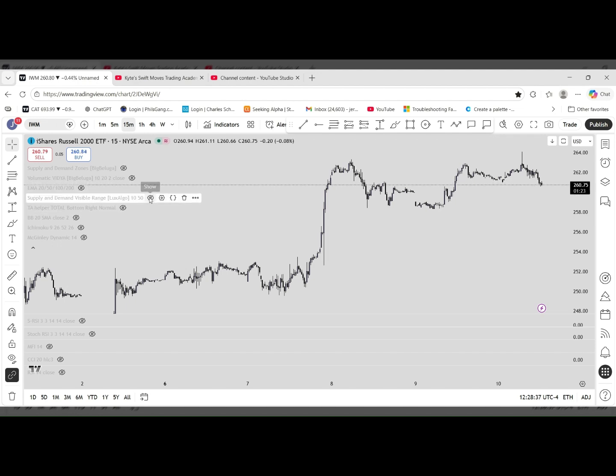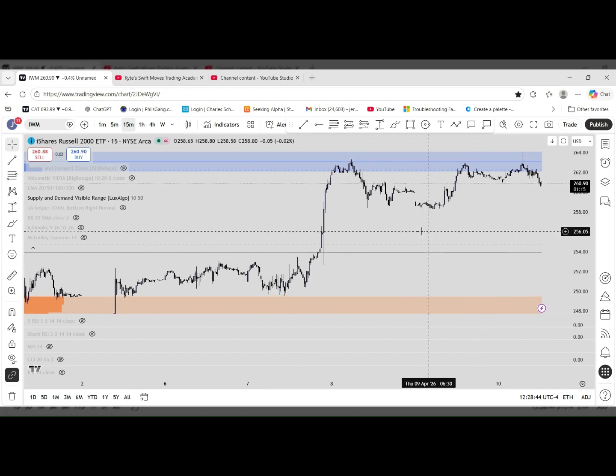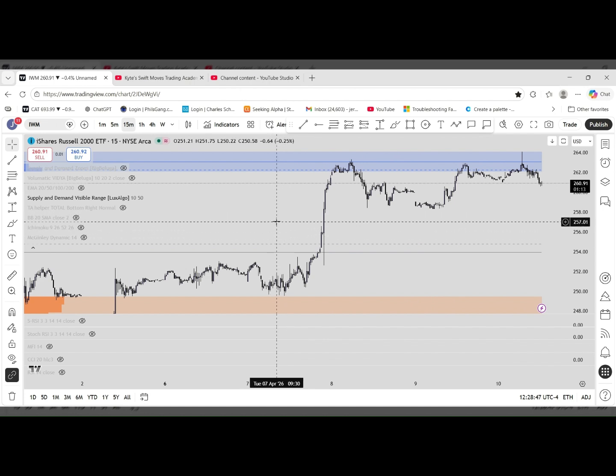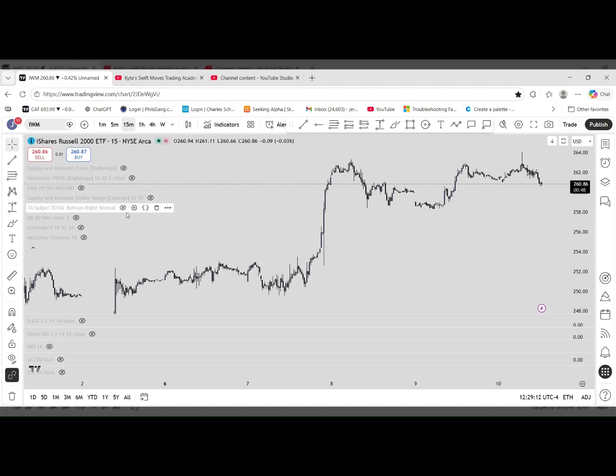What I wanted to show you next is another supply and demand indicator. It looks a little different than the last one, and that's one of the reasons I wanted to show you: they're not all exactly the same. It all depends on who programmed it and how they set it up. So be aware that different scripts, different indicators on different platforms and charting systems can look different. But the key is to find the one that fits your style and how you're trading.